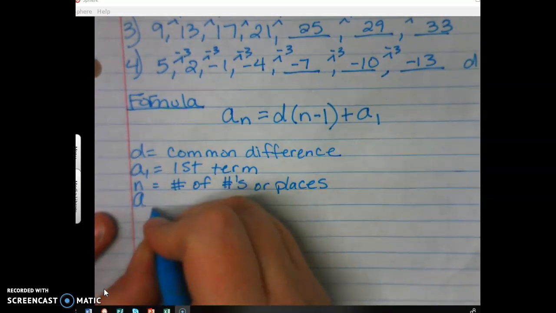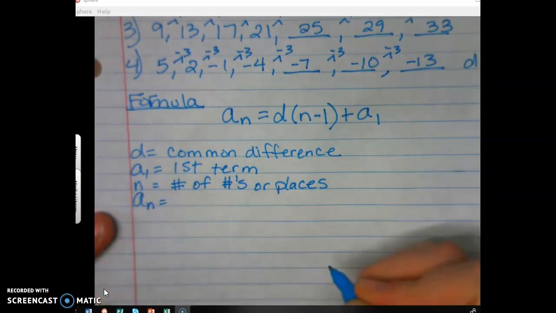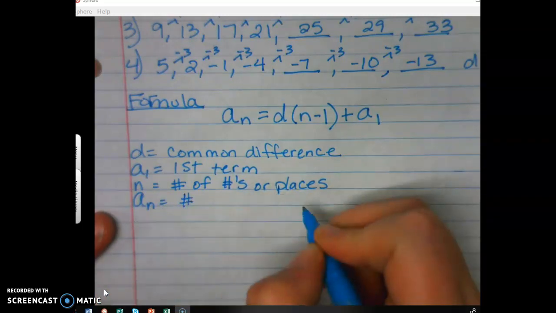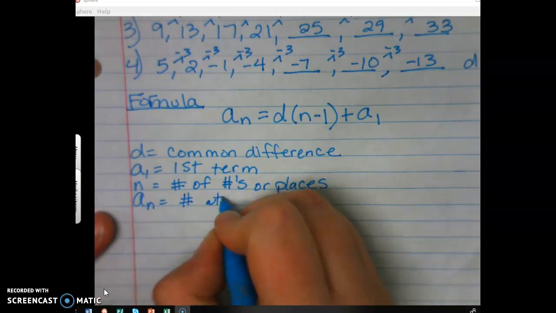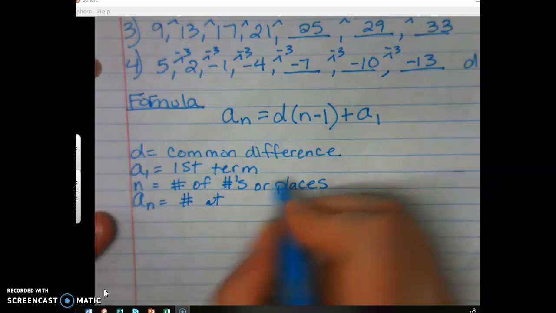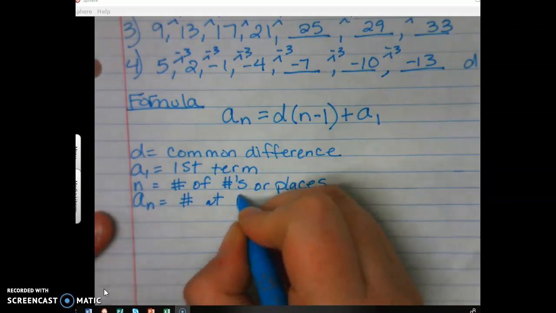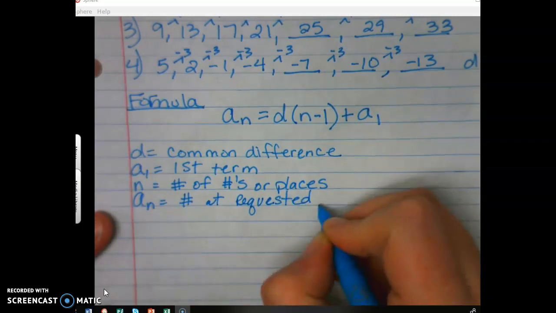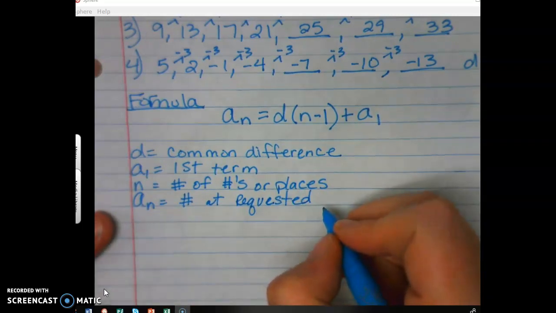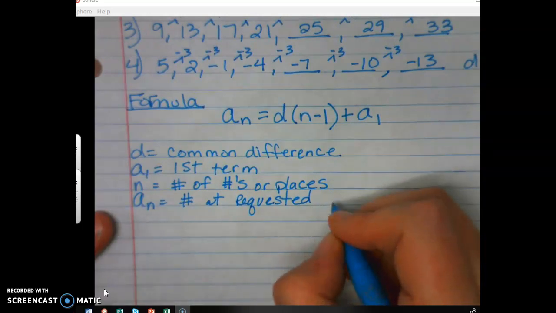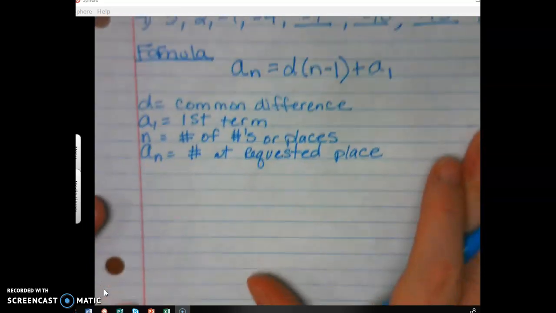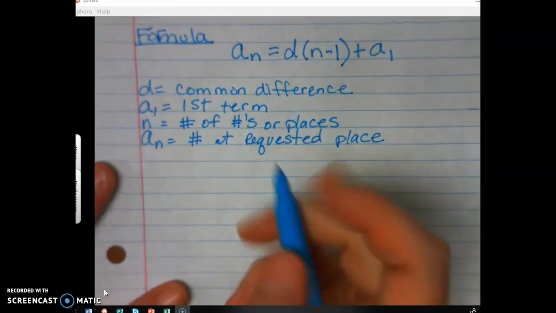I'll write this, AN equals, this is my number at requested place, I'll say. I know there's a better way to say that, but that's okay. So, you're going to see it like this.